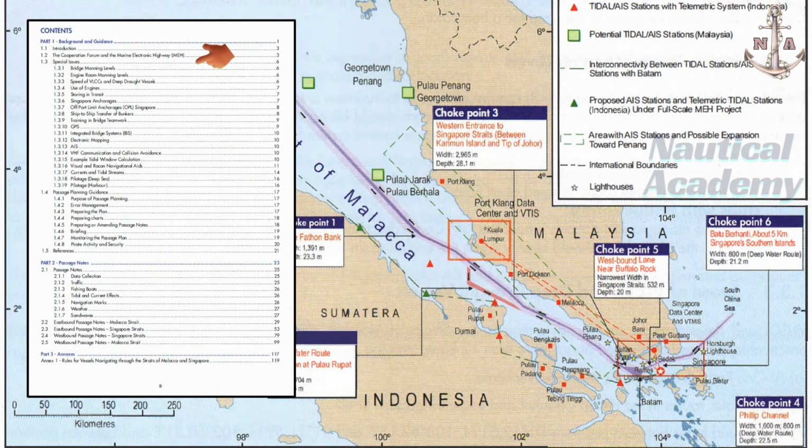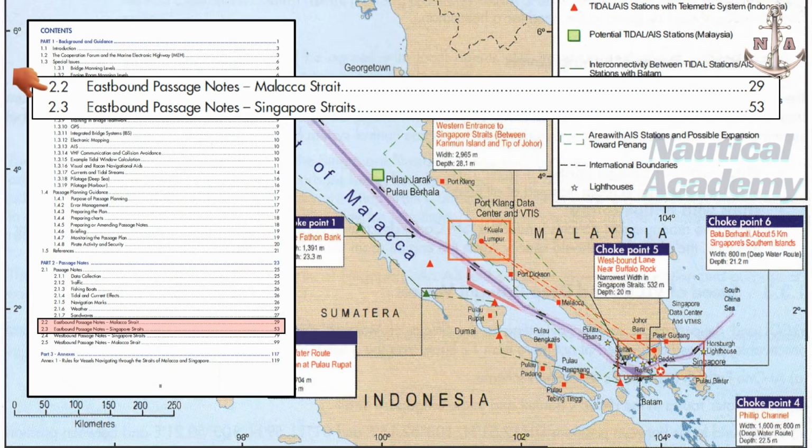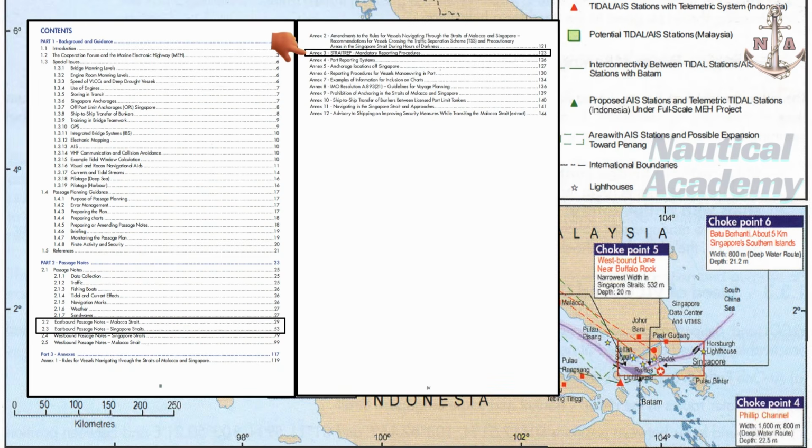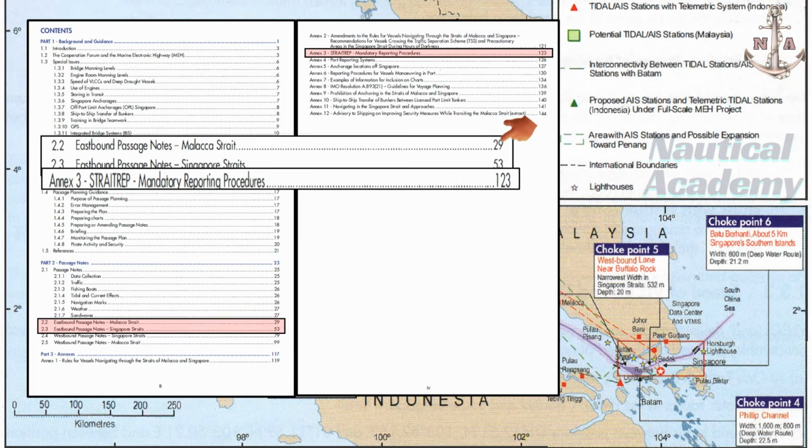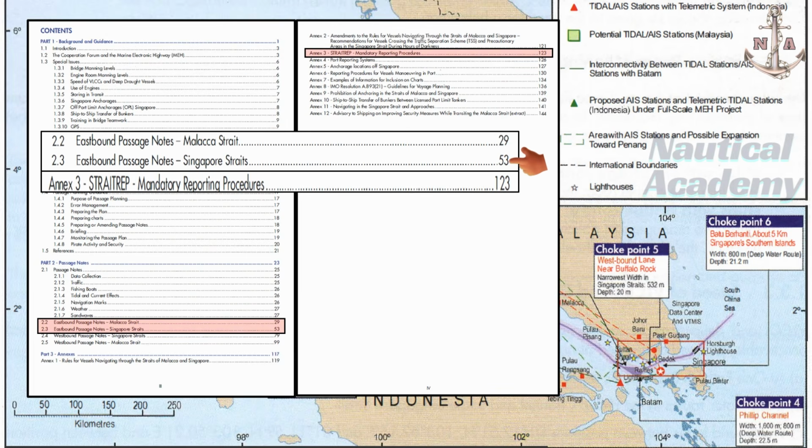I will not cover every section of the guide, as this video focuses specifically on parts 2.2 and 2.3, the eastbound passage notes for the Strait of Malacca and Singapore Strait, including the STRAITREP mandatory reporting procedures. These sections cover pages 29 to 53, as well as page 123.